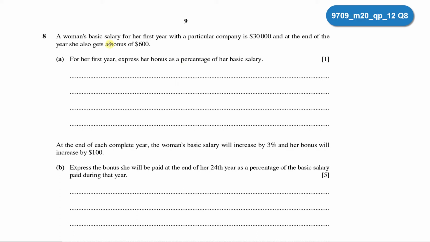Okay, so for part A, the bonus is $600 and the basic salary is $30,000. So we multiply this by 100. I'll simply cancel out the 2 zeros here and also the 2 zeros here. And then 3 into 6 goes 2 times. So eventually we get 2% for our answer. So that's the working for part A.